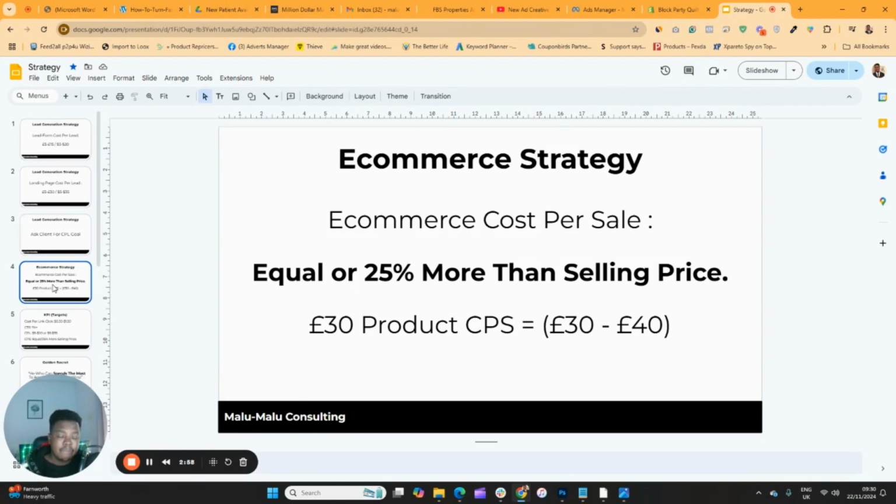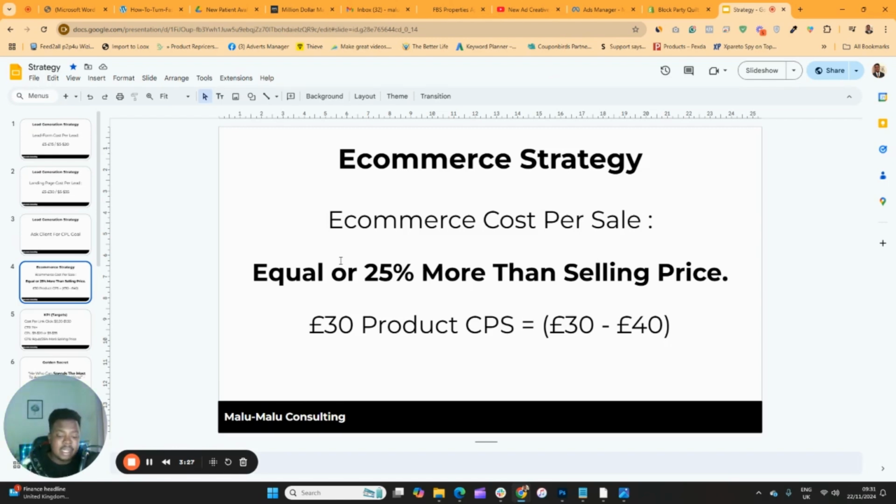So the first thing you've got to notice is when you're running ads on Facebook, the most important metric is not your link clicks, it's not your click-through rate, it's not your average video views. The most important metric of any e-commerce campaign is your cost per sale. How much does it cost you to get a customer? And it is very important that you know this number.